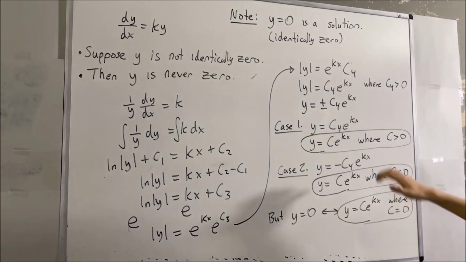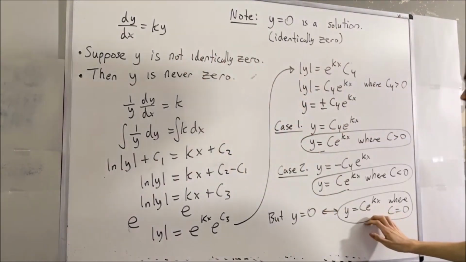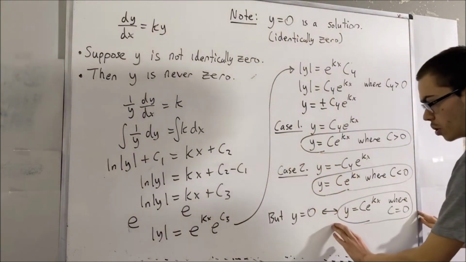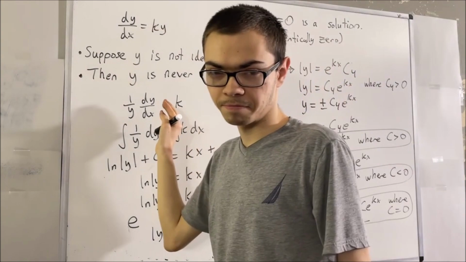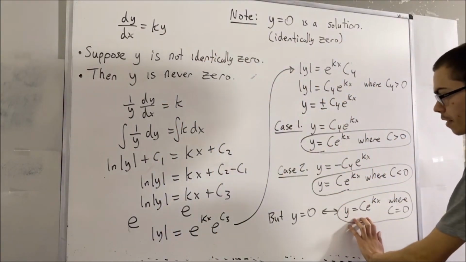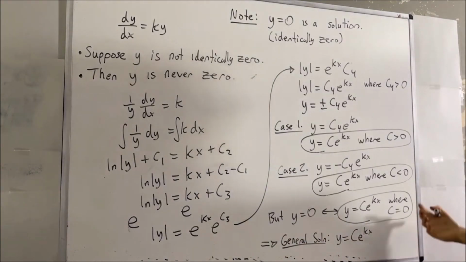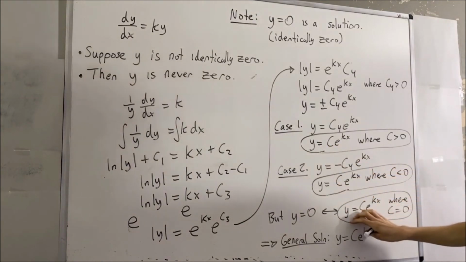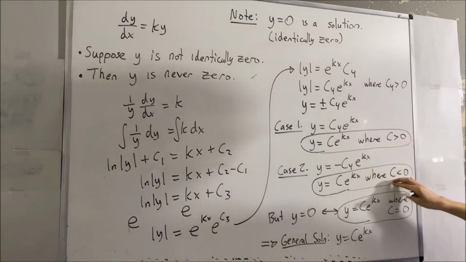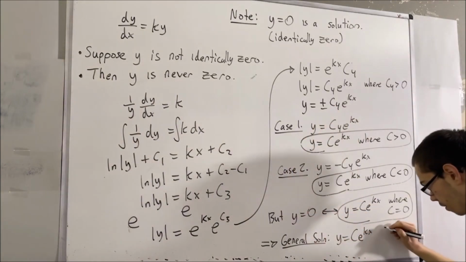So these are the two solutions where y is not identically 0, and this is the solution where y is identically 0. So these are all possible solutions to this differential equation. But notice, in general, we can rewrite all three of these as the same thing. We just have y equals c e to the kx, where c could be greater than 0, less than 0, or equal to 0, but then that means c could be any constant.